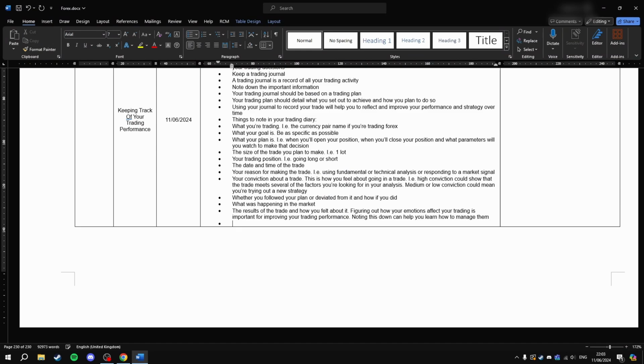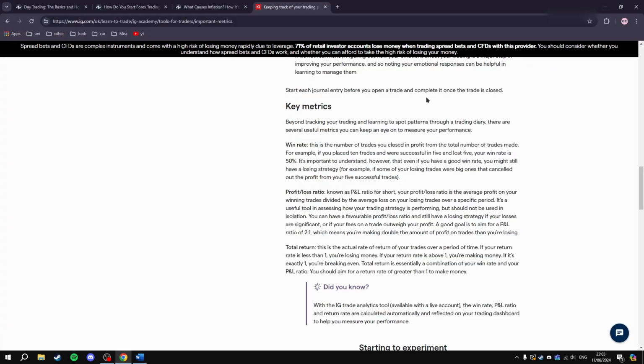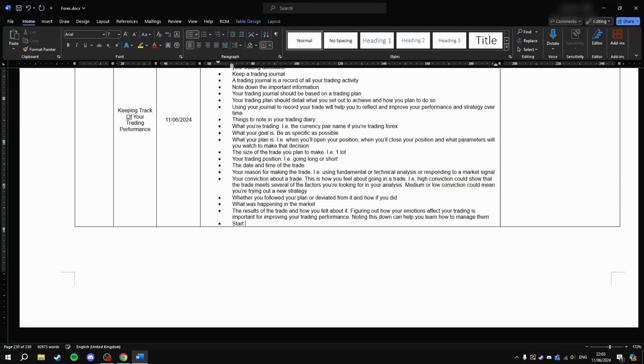Start each journal entry before you open a trade and complete it once the trade is closed.